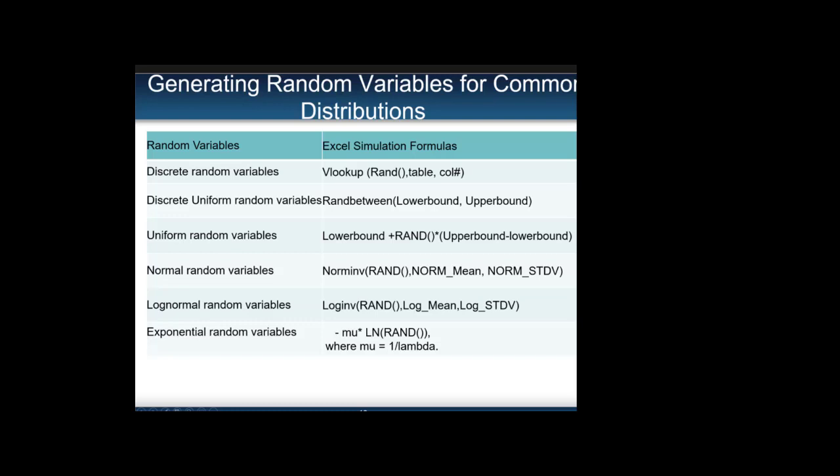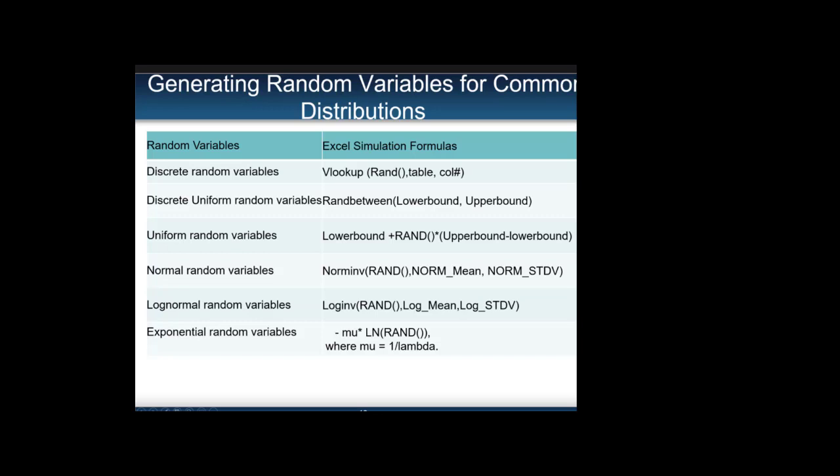Discrete uniform. Okay, here is the Excel table. I summarized Excel function procedures to simulate random variables for different distributions. For example, for normal distributions, what we need is the normal inverse function, a random generator, then information on the mean and standard deviation of this normal distribution. Very similar for the log normal distributions. Okay. For the discrete random variable, we use VLOOKUP, and we also have RANDBETWEEN.